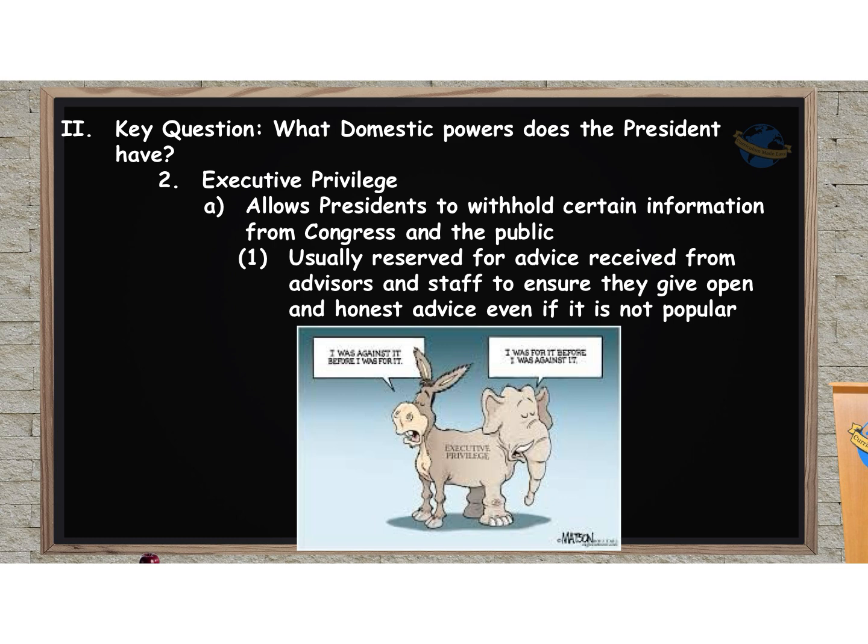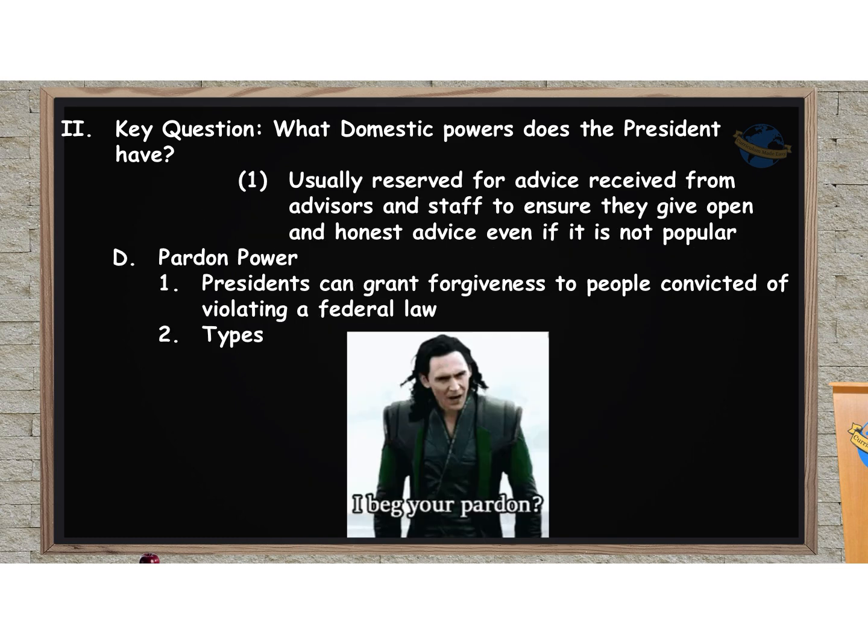So any advice given to the president is generally seen as falling under executive privilege. The president doesn't have to tell you who told him that, and these people don't have to tell Congress what they told the president to do or what their advice was. Then there's the president's pardon power, where they can grant forgiveness to people convicted of violating federal laws. This only applies to federal laws and not state laws, so it's yet again another example of federalism in action.